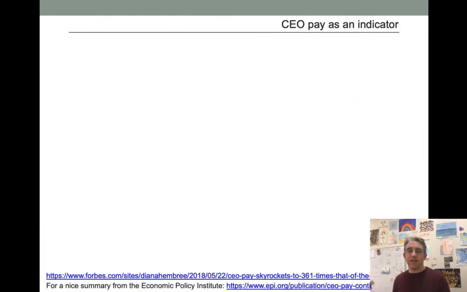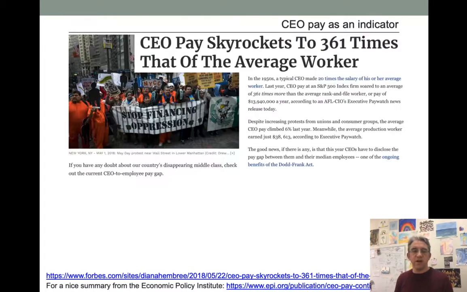CEO pay as an indicator, I think, is immediately appealing because it's fun just to focus on something that we can relate to a little bit more than an economy as a whole, and rather, one person's salary, even if it's a little bit more than salaries we personally have seen. This is a typical article out of Forbes from a couple of years ago. CEO pay skyrockets to now hundreds of times that of the average worker. The interesting comparison point is there in the first paragraph.